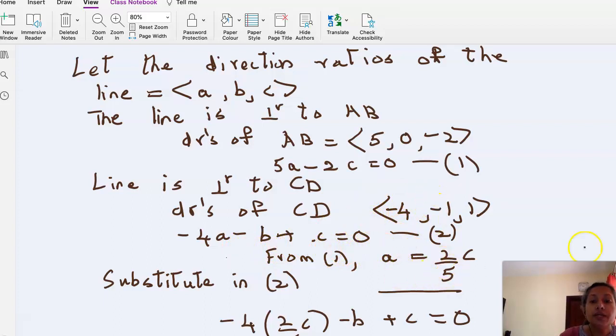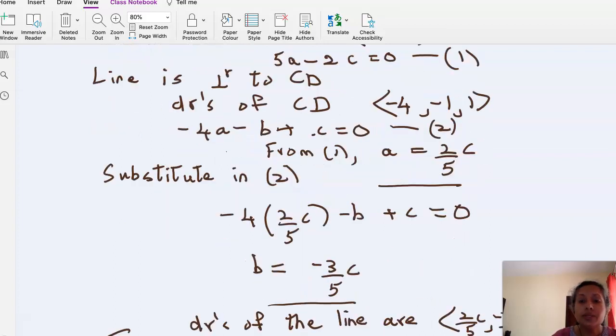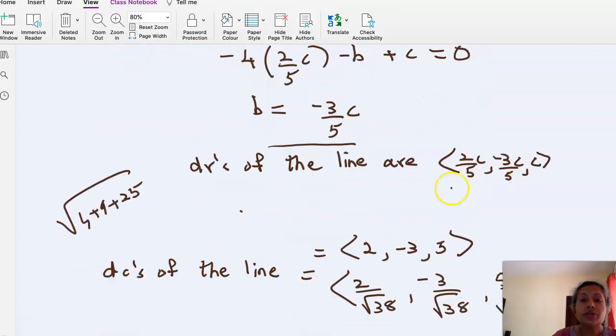So from 1, a is 2/5 c, and substituting in 2, we get -4 into 2/5 c - b + c is 0. So b will be 3/5 c, and direction ratios of your line will be 2/5 c, -3/5 c and c. You can put c as 1 and multiply by 5 throughout. So you get 2, -3, 5.